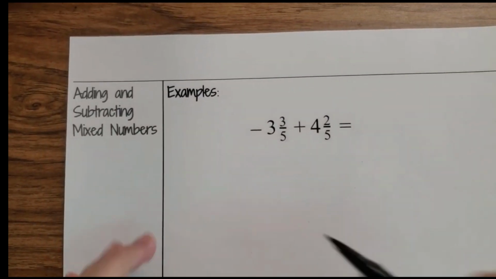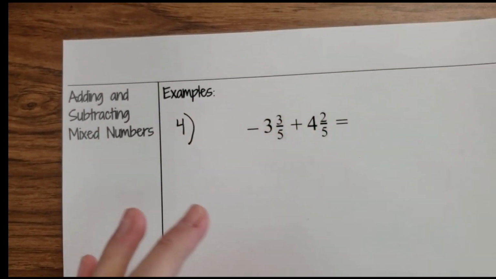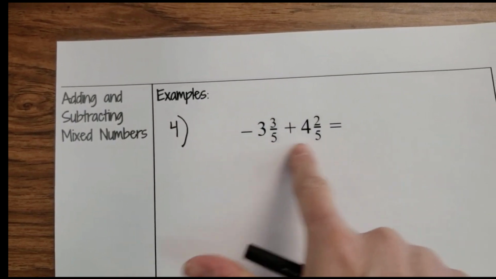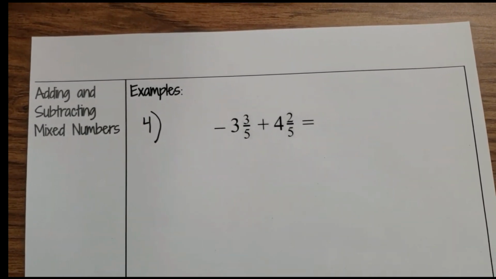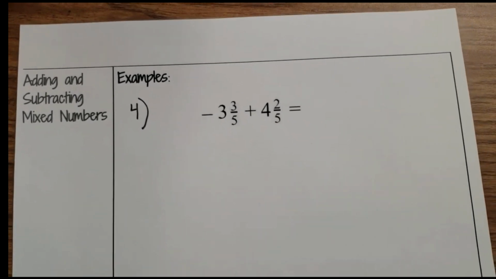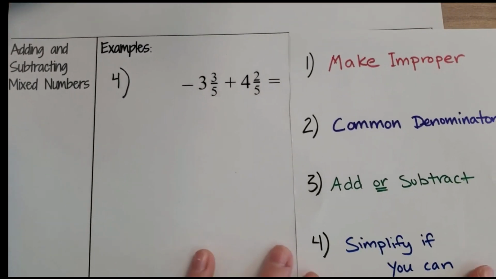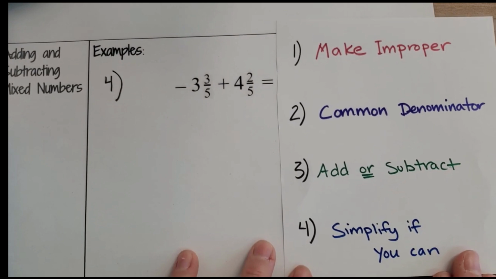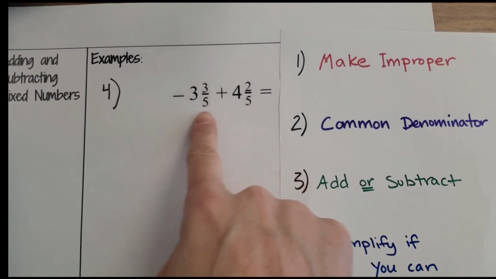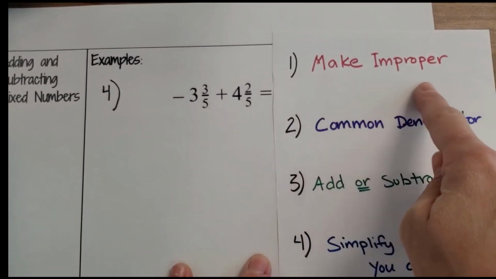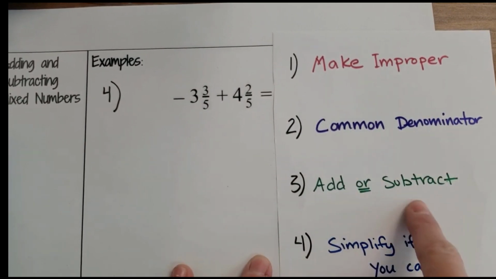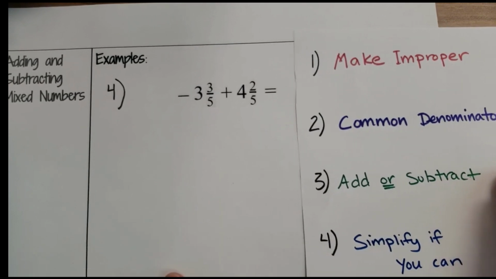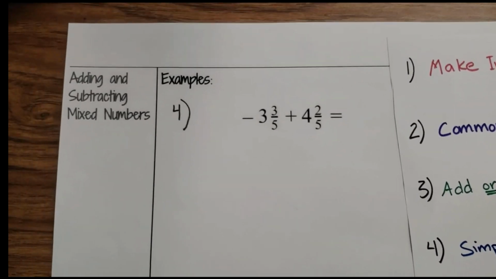All right, in your notes, label number 4, and I want you to take the time here, if you need to, to pause the video and write down this problem: negative 3 3/5 plus 4 2/5. As you're writing it down, we are going to need to use all of our steps on this one. Because we have mixed numbers, we're going to have to change them to improper fractions, find a common denominator so we can add or subtract, and then check to see if we can simplify. Everything's going to need to happen on this one.